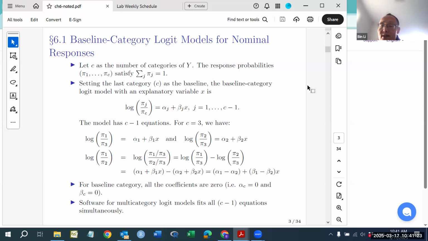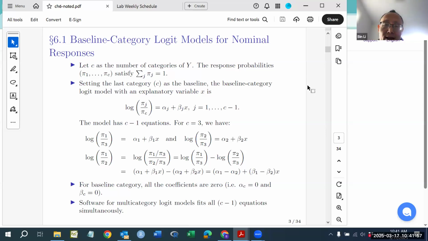Almost everything is the same if you choose a different baseline, like choosing the first. If you know the interpretations, finding the probabilities, and doing the inference using the last category as the baseline, you should be able to do the same if we choose another category as the baseline. So here we just set the last category C as the baseline.